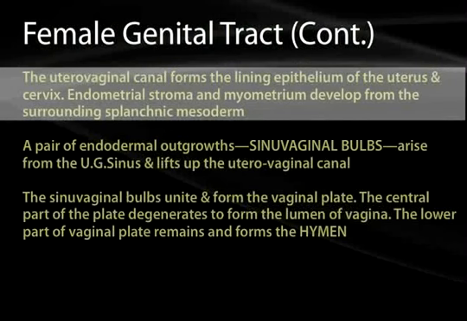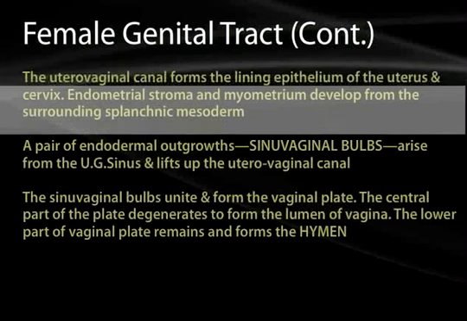The uterovaginal canal is going to form the lining epithelium of the uterus and the cervix, and the endometrial stroma and myometrium will develop from the surrounding splanchnic mesoderm. Remember, we talked earlier about the splanchnic mesoderm and how it forms the visceral smooth muscle.